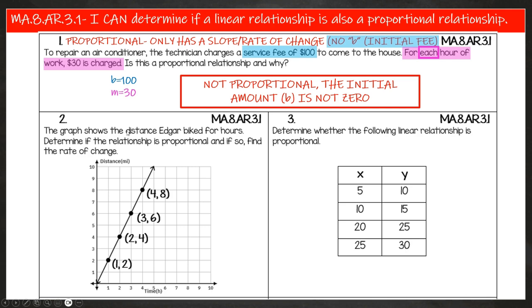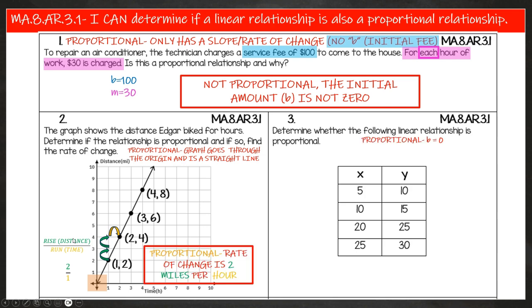Question number 2, the graph shows the distance Edgar biked for hours. Determine if the relationship is proportional, and if so, find the rate of change. So here we have a straight line. This line goes directly through the origin, (0, 0). So if the line goes directly through the origin here, it is a proportional relationship. So now let's find the slope of this line. So to find the slope, we went up 2 and we went over 1. So the slope, rise over run, is 2 over 1. So it is proportional and the slope is 2 miles per hour.